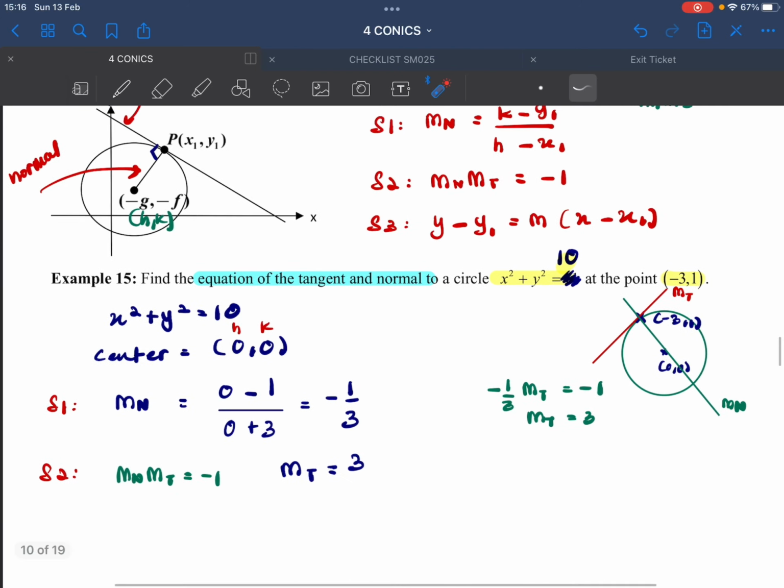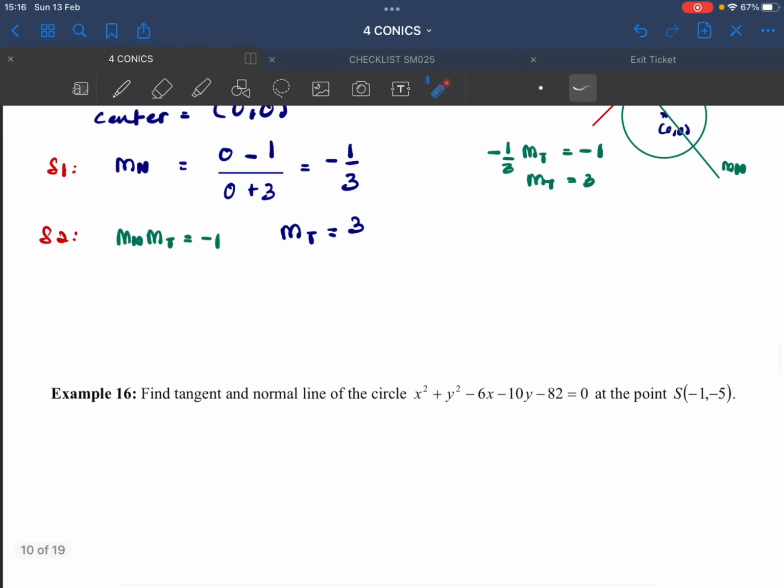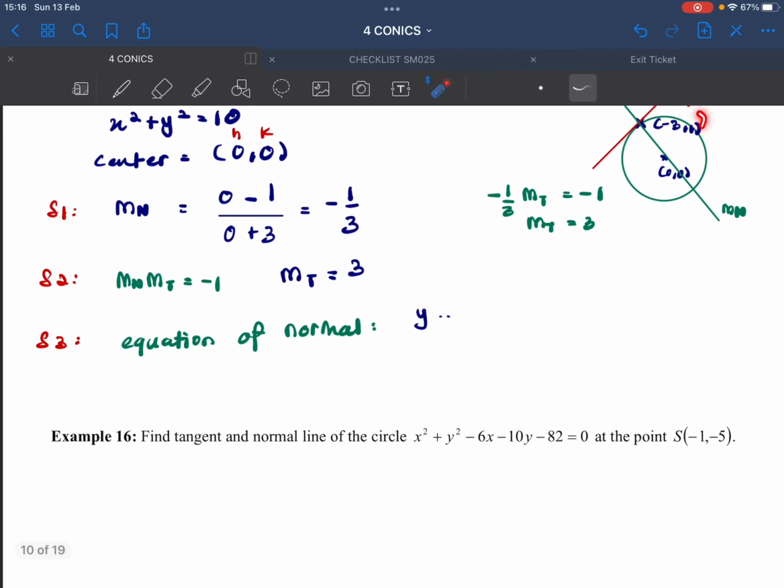The next thing is to find the equation of tangent and normal. The third step is to find the equation of normal first, by using the equation given. So we have y minus y1, where y1 here is 1. Remember this is the point, the intersection between normal and tangent. This is x1 and y1. So y minus 1 equals the gradient of normal, negative 1 over 3, times (x minus x1), where x1 is negative 3, so here it will be plus 3.